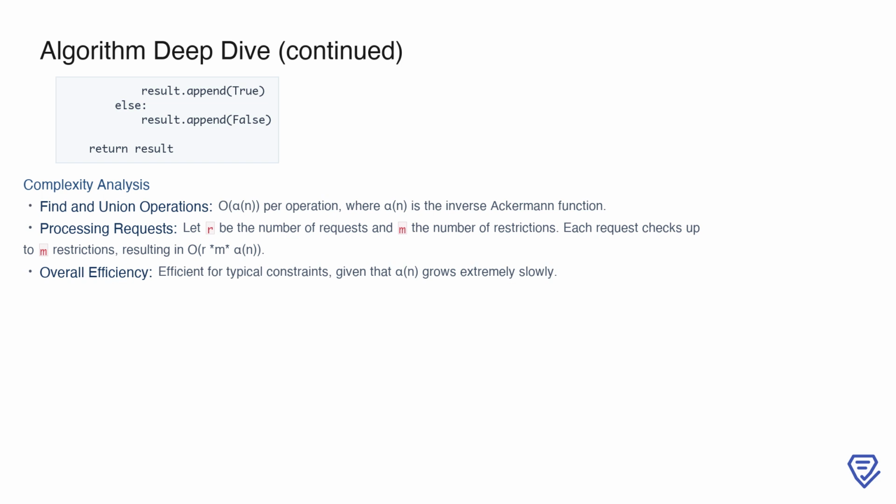The overall complexity of our approach is efficient, thanks to the optimizations in the union find structure. The find and union operations have an amortized time complexity of O(alpha(n)), where alpha(n) is the inverse Ackermann function, which grows extremely slowly. When processing the requests, for each of our friend requests, we check up to m restrictions, making the total complexity O(r*m*alpha(n)). This ensures that our algorithm remains scalable even with a large number of requests and restrictions, making it well suited for real-world scenarios with typical constraints.